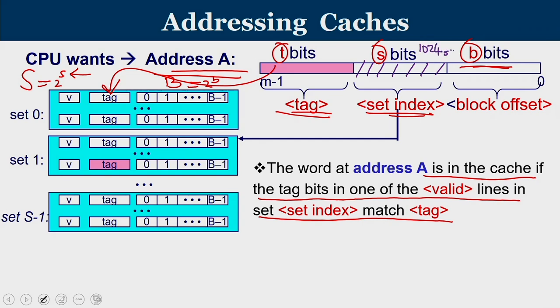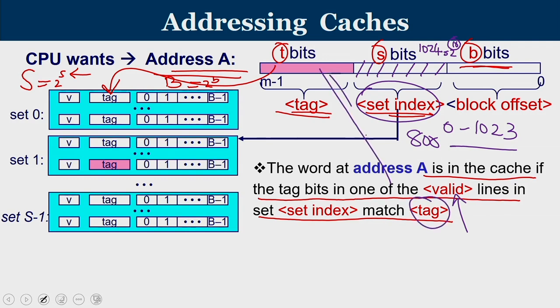1024 is 2 power 10. So, 10 bits of the address are used for the set index portion. Go to that set index, it will give a number ranging from 0 to 1023. Let us say the number is 800. Go to set 800, check whether the valid bit is equal to 1. If the valid bit is equal to 1, check whether the tag matches the tag being proposed. If it is perfectly matching, then that represents a hit.